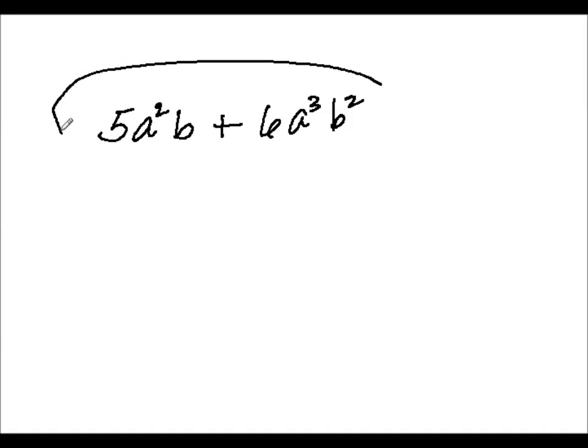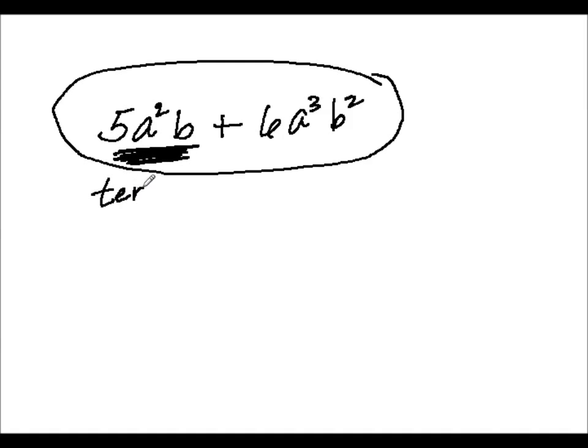The answer, if you said to add these, would have to be the problem itself because it's combined as much as possible. We have one multiplication unit. This is a term. This is another multiplication unit, and it's a term, so we say that this whole expression has 2 terms.